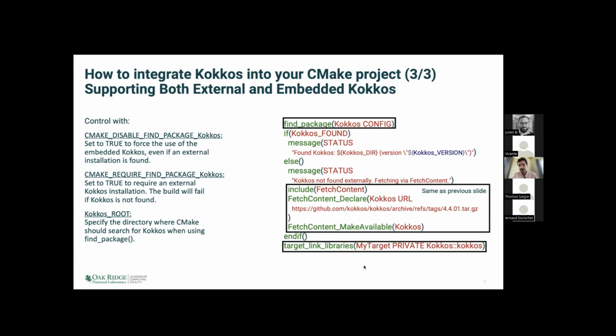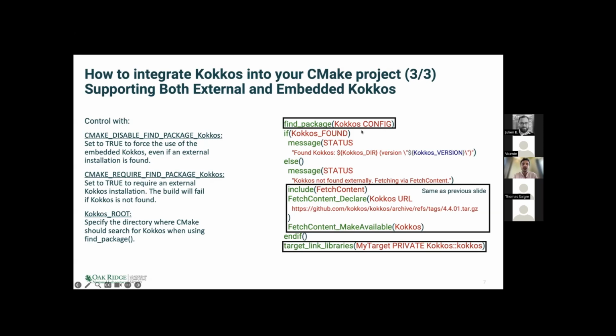On the left-hand side, I'm showing you that CMake, with more modern CMake, I think 3.22 or 23, has support for this variable called CMAKE_DISABLE_FIND_PACKAGE. If you set CMAKE_DISABLE_FIND_PACKAGE_Kokkos to on or to true, you are forcing the FetchContent. And conversely, you could set CMAKE_REQUIRE_FIND_PACKAGE_Kokkos to true, in which case the initial find_package will fail if it doesn't work.